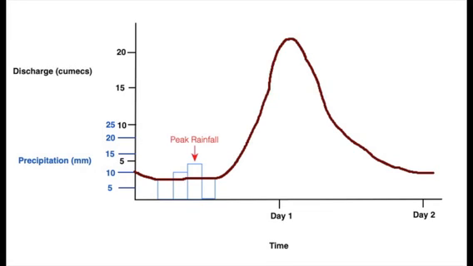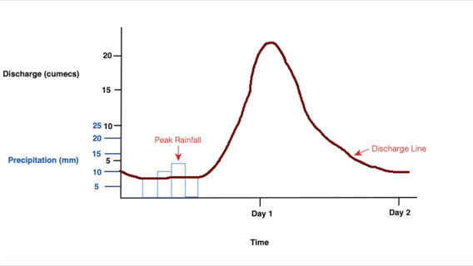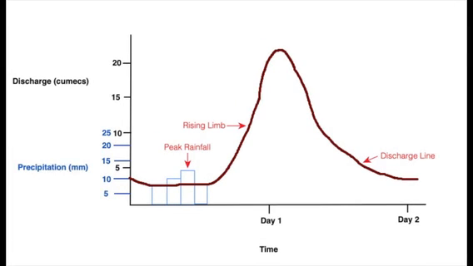Peak rainfall can be explained as the time at which the maximum amount of rainfall occurs during a specific rainfall event. The discharge line, depicted by the maroon line on the graph, shows the amount of water as it varies over time in any given catchment area after a rainfall event. The rising limb, shown on the left side of the maroon line graph, shows water entering a river. The steeper the rising limb, the faster the water is entering into the river.